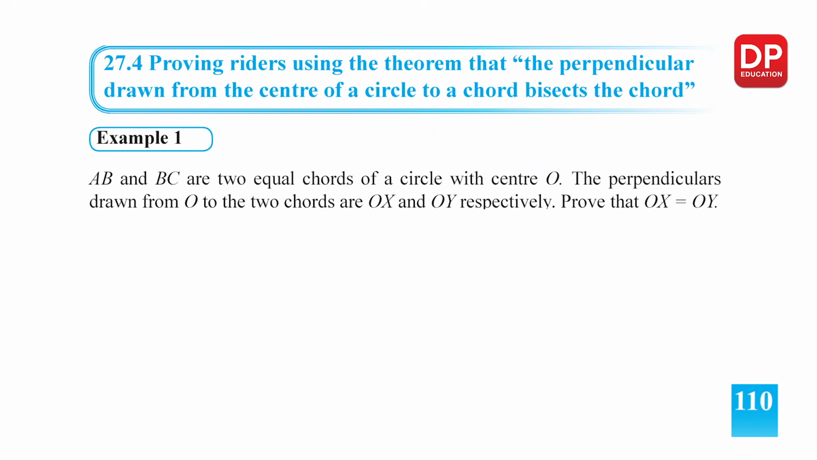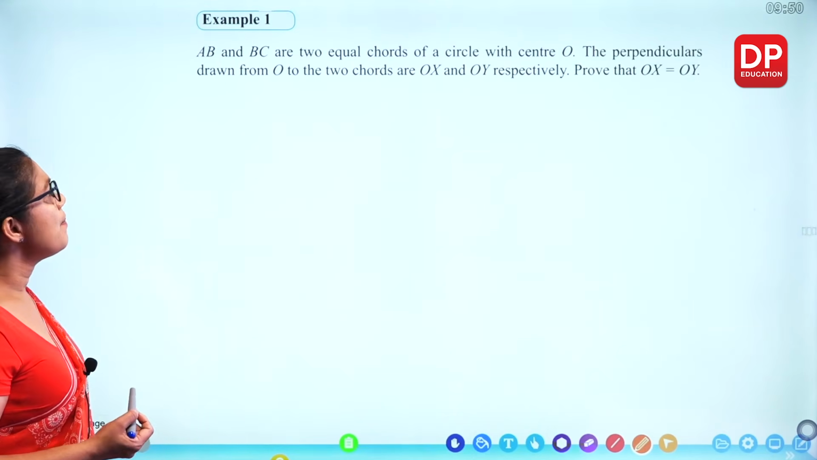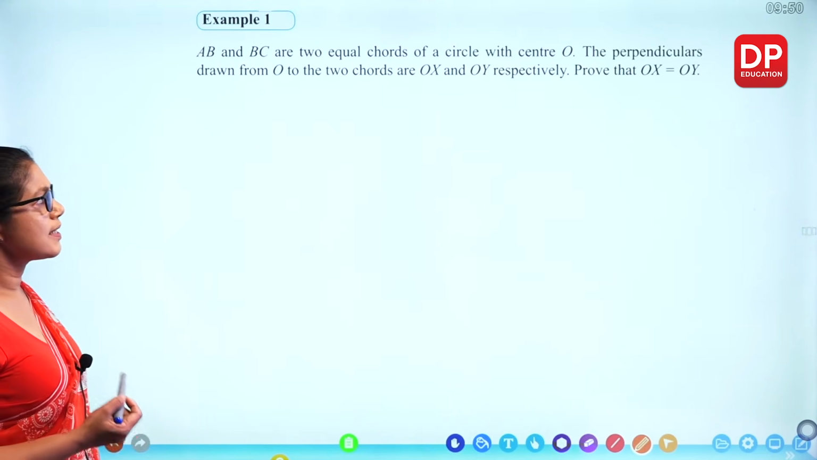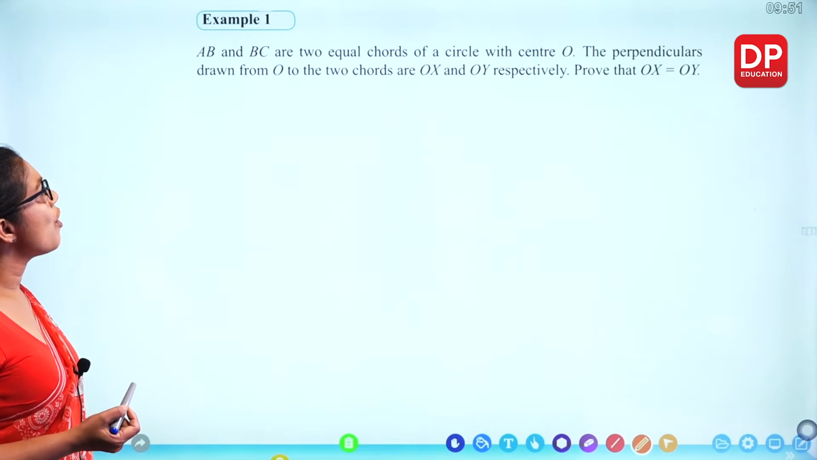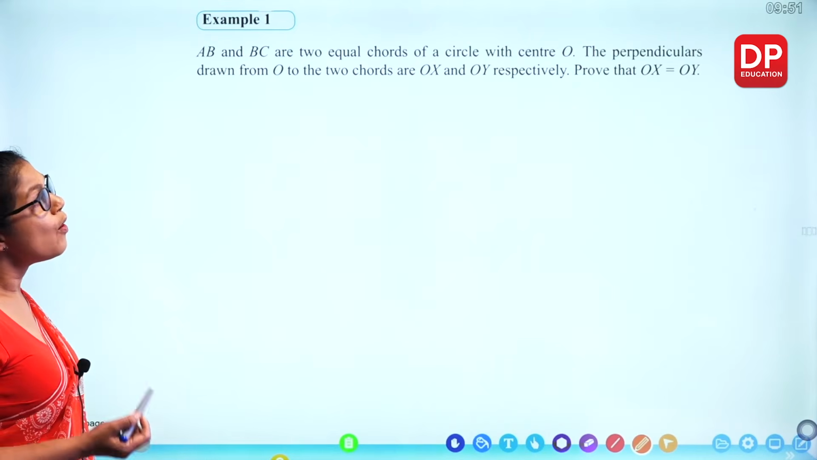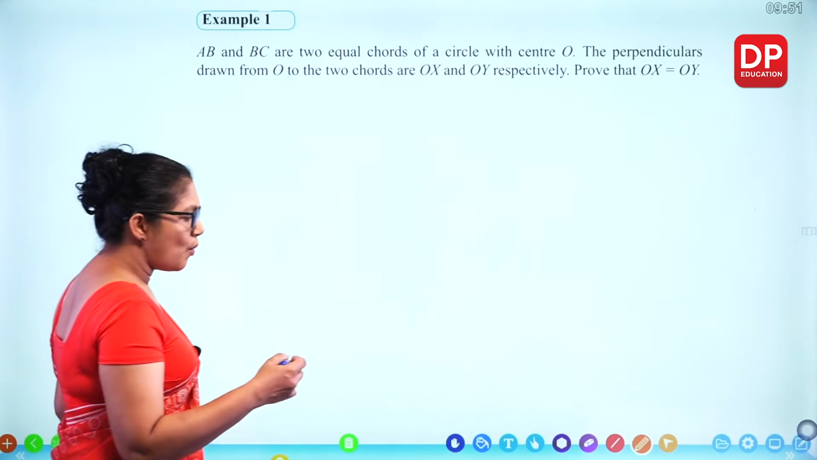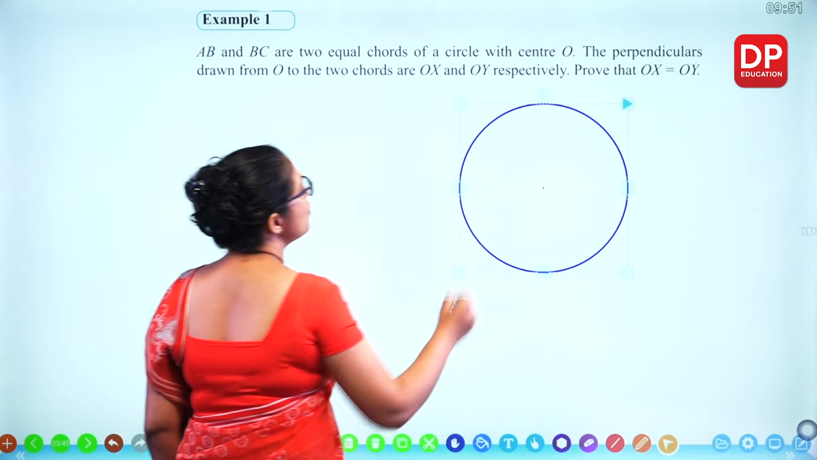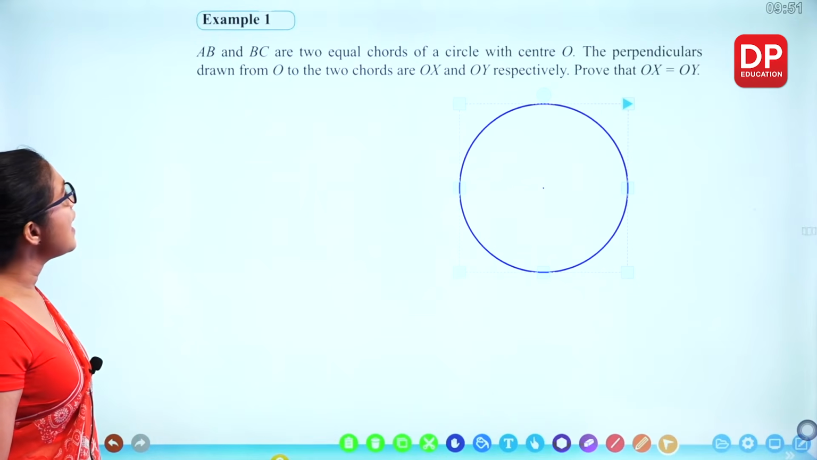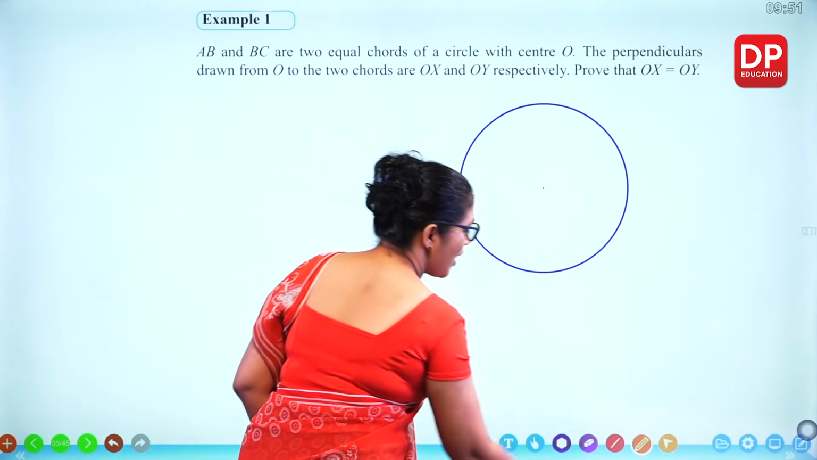Now we'll look at example 1 in your textbook. It says AB and BC are two equal chords of a circle with center O. The perpendiculars drawn from O to the chords are OX and OY. Prove that OX equals OY. Now we'll take a circle and see what we have to prove. It says AB and BC are two equal chords, so we'll try to draw that.